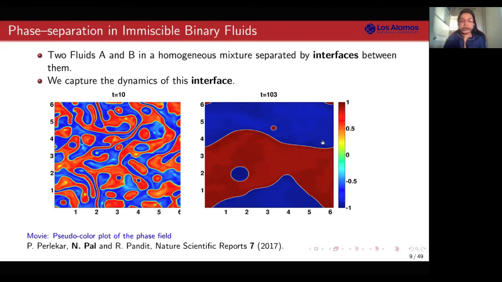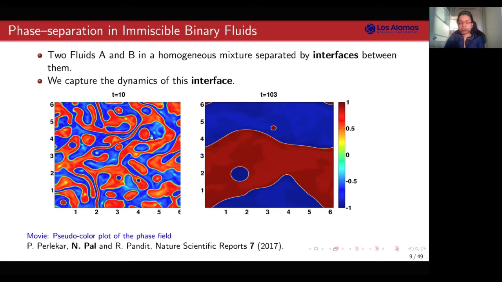So before going into droplets, I will talk about binary fluids and phase separation in binary fluids in general. So consider 2 fluids, A and B. A is the blue fluid and B is the red fluid, suppose. And this is an early time snapshot. And B, the red fluid, is dispersed homogeneously inside the blue fluid.